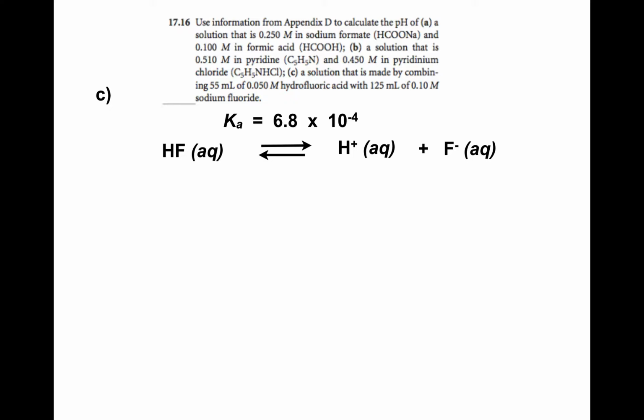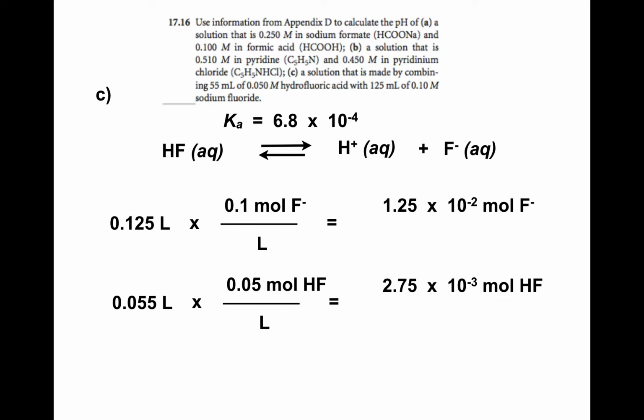All right, C, a solution made by combining 55 milliliters of 0.05 molar hydrofluoric acid and 125 milliliters of 0.1 molar sodium fluoride. So again, first thing, they give me milliliters and the molarity, right? So we have to figure out how many moles of fluoride ion are floating around in there, how many moles of hydrofluoric acid. Then I divide by the new volume. If I add 55 milliliters to 125 milliliters, I get a new volume of 0.18 liters.